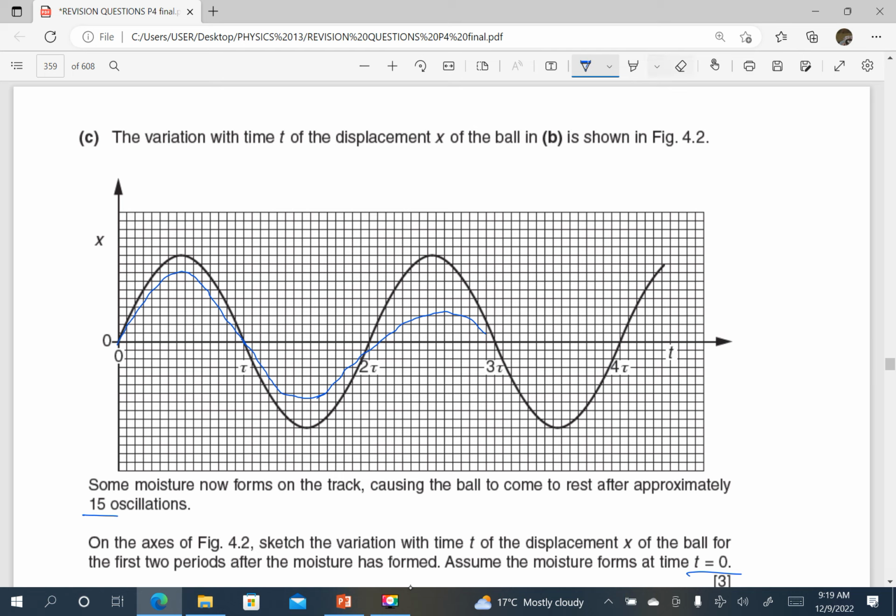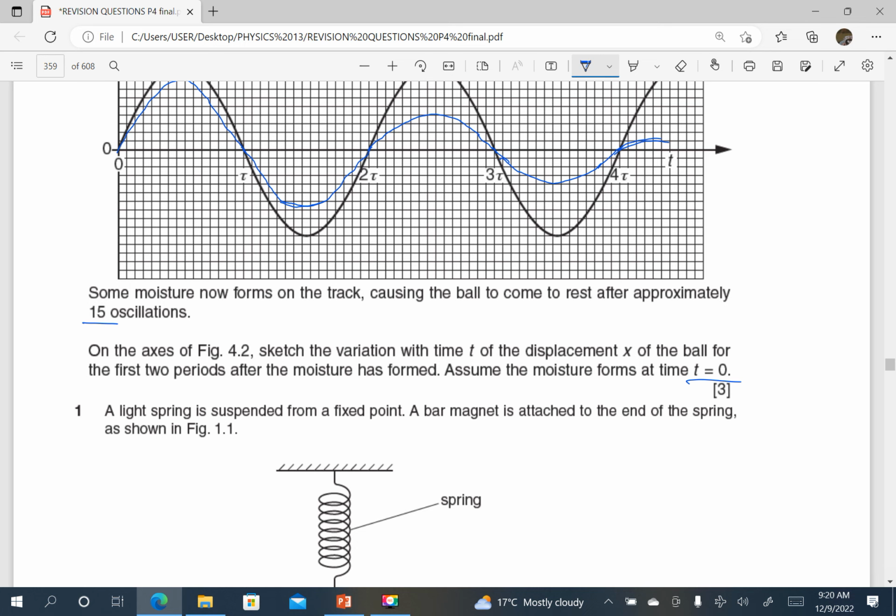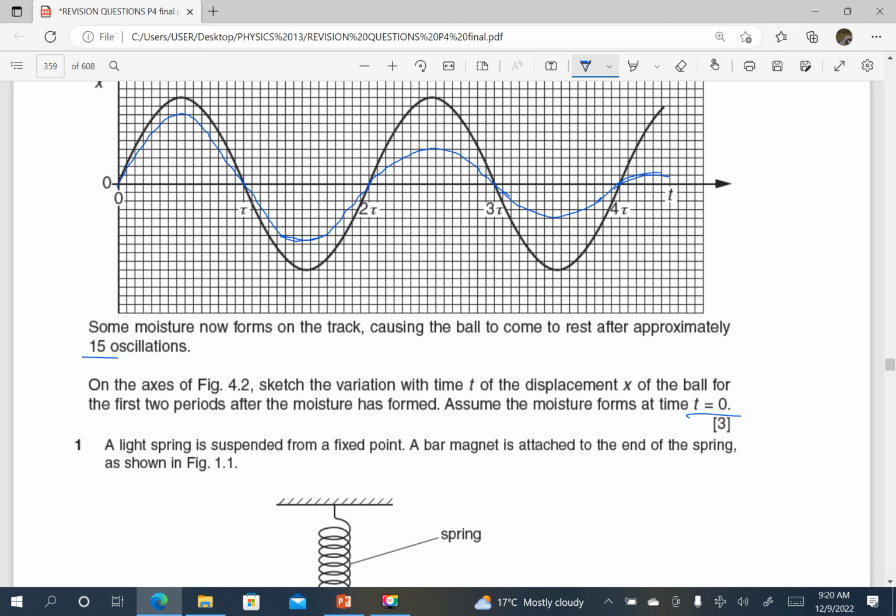So that is the first period. They cross through, it must go through the same time. So that is for the first period. That is for the second period, and so on and so forth. What is very important is to note that the amplitude gradually reduces. It is undergoing light damping. So we have finished sketching the new variation with time of the displacement.